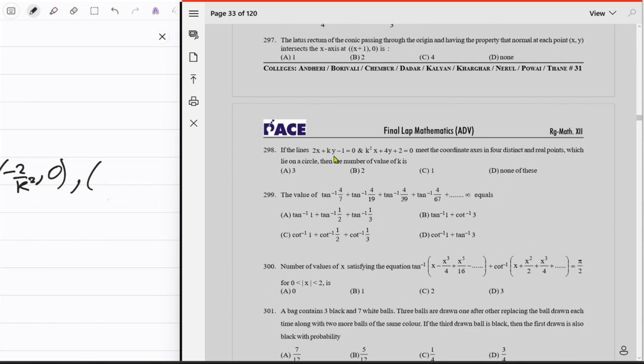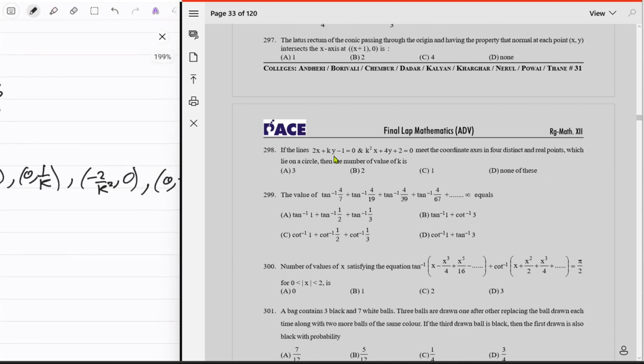Where did it go? Right. We'll just put x equal to 0, so y will become negative 1 upon 2. So 0, negative 1 upon 2, right? Yeah, has anything been repeated? No. So this is the thing.